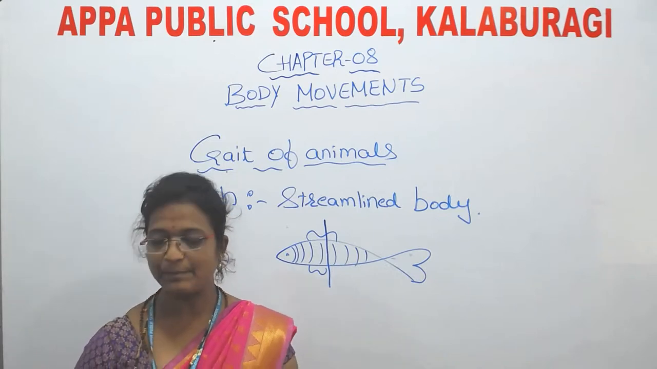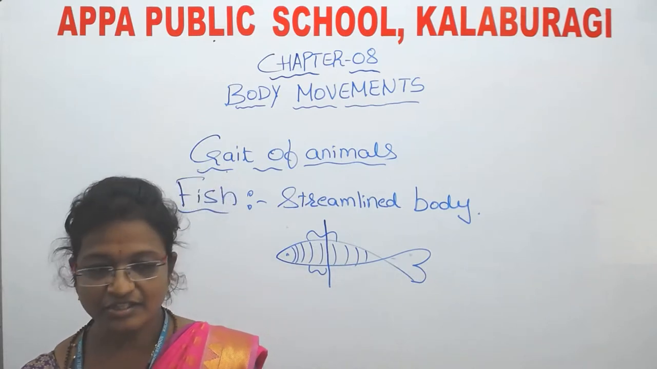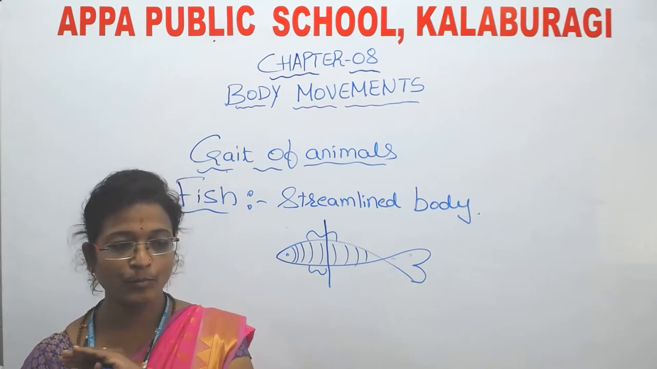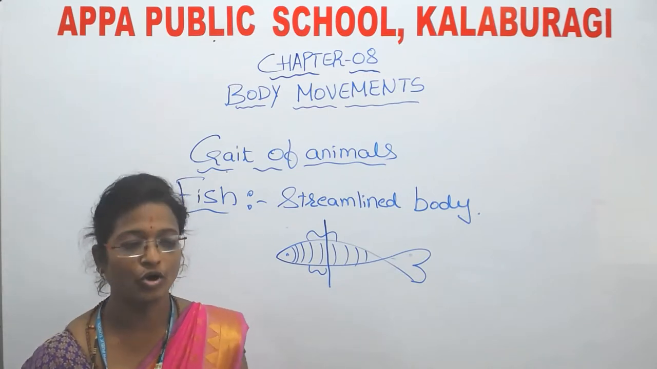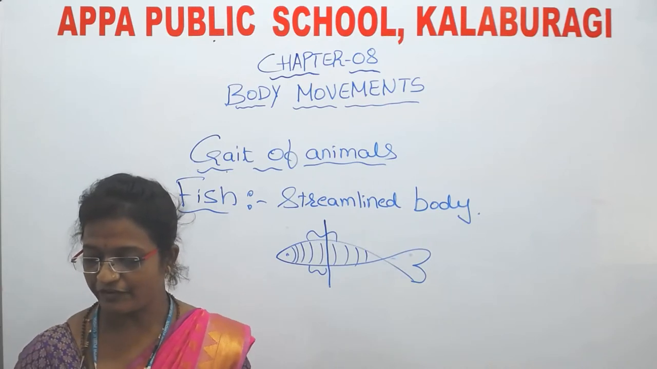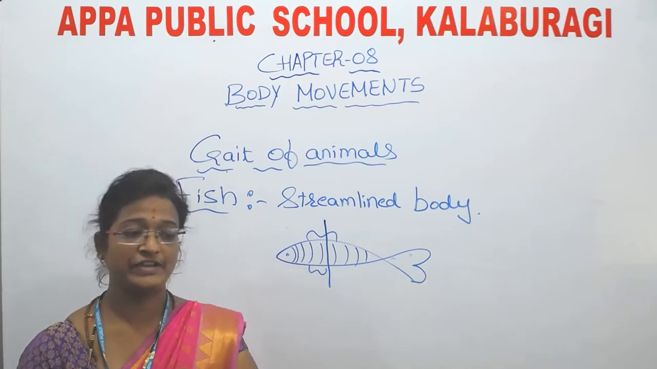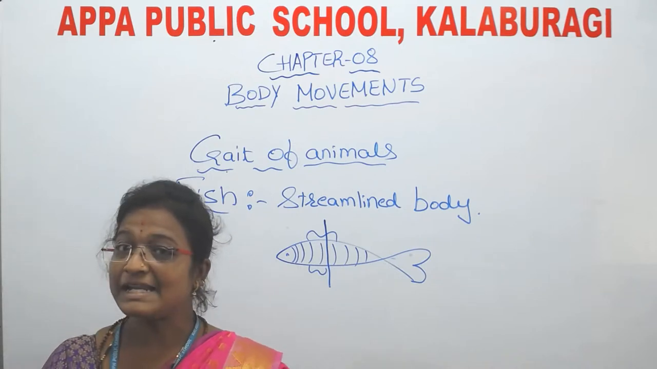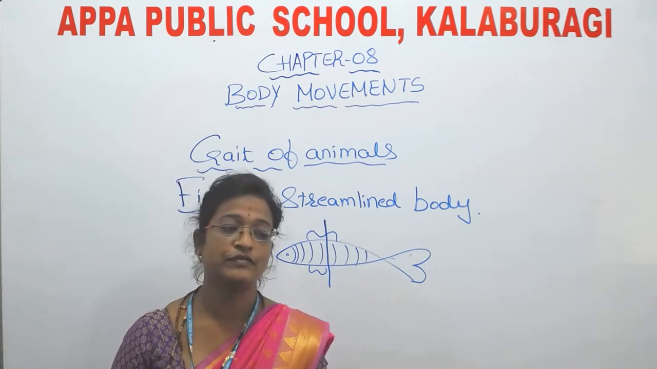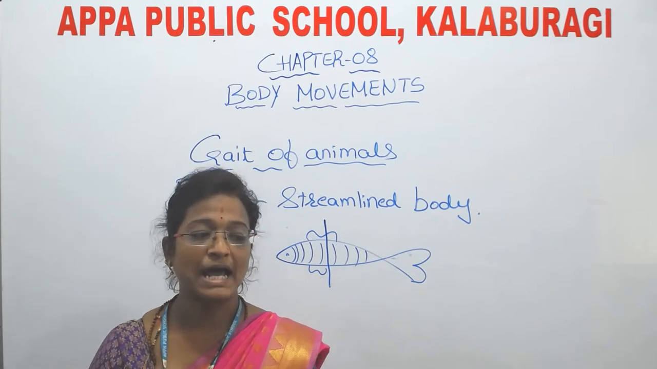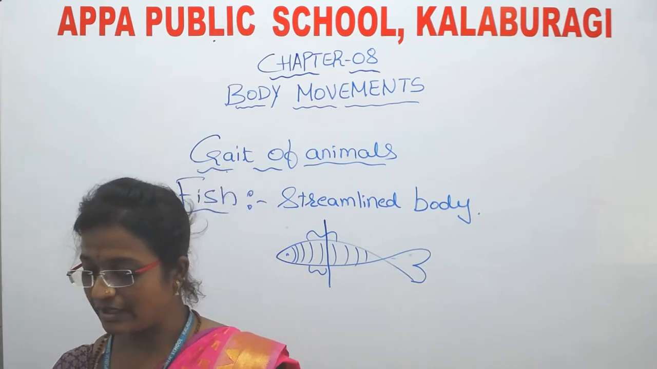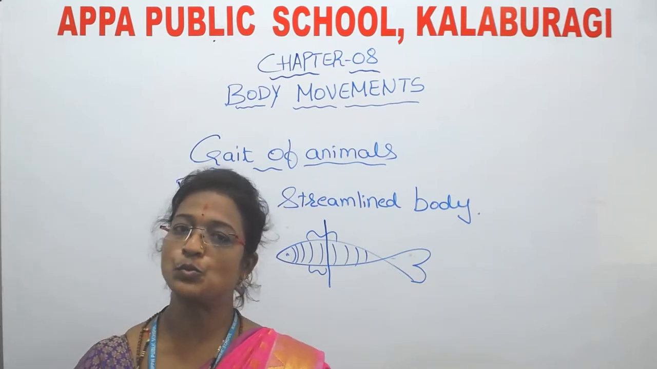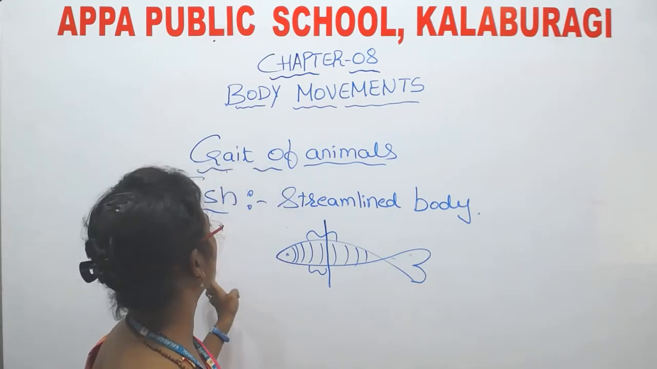So what happens? The shape is such that water can flow around and the fish can move easily in the water, isn't it? And fish also have fins, which help them to balance the body, isn't it? So the fins help to balance the body, and even help to keep direction while swimming. Okay, so this is all about fish.